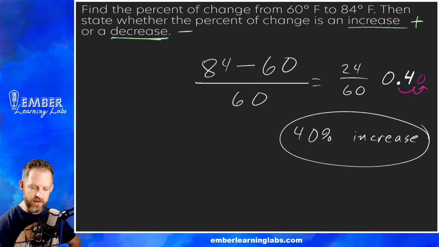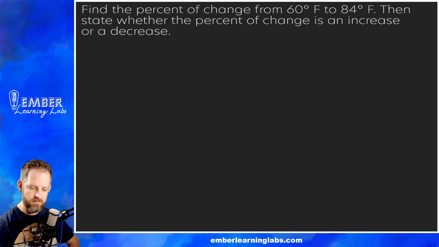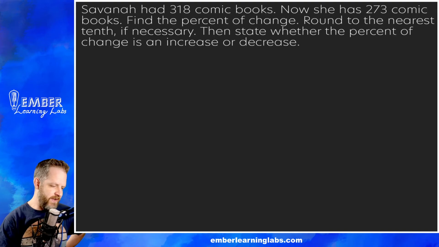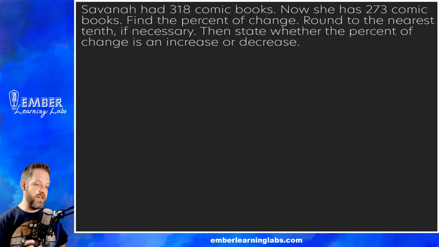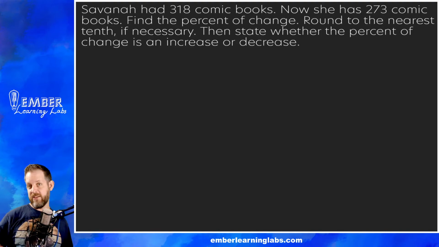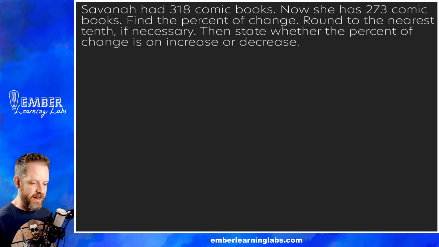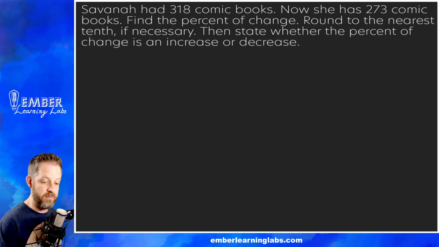All right, let's do another one. And yes, they're all going to be pretty much that easy. Some of them have more words, like this one. Savannah had 318 comic books. Now she has 273 comic books. Find the percent of change. She's got quite the collection, doesn't she? Find the percent of change and round to the nearest tenth if necessary. And then state whether the percent change is an increase or a decrease. You can already tell that last bit, right? You know what it's going to be, but let's take a look at doing the math and see how it comes out negative.